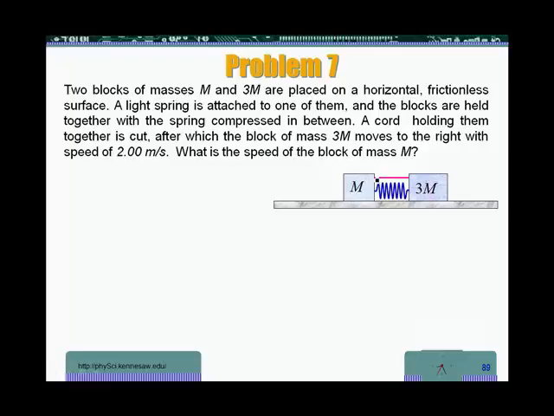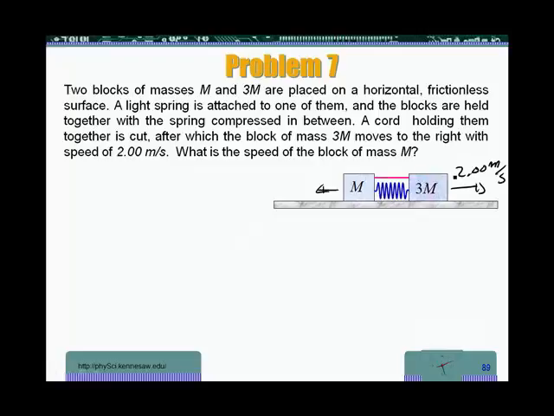And the spring is compressed. So the cord is holding them together with the spring being compressed. Now when we cut the cord, because the spring is compressed, the masses are going to move apart. 3m is going to move towards the right, and obviously m is going to move towards the left. They tell us the speed of the 3m mass. They say it's 2 meters per second. And they're asking us the speed of the block of mass m.